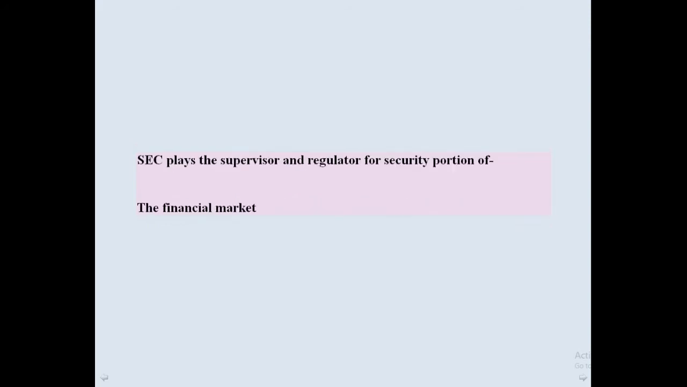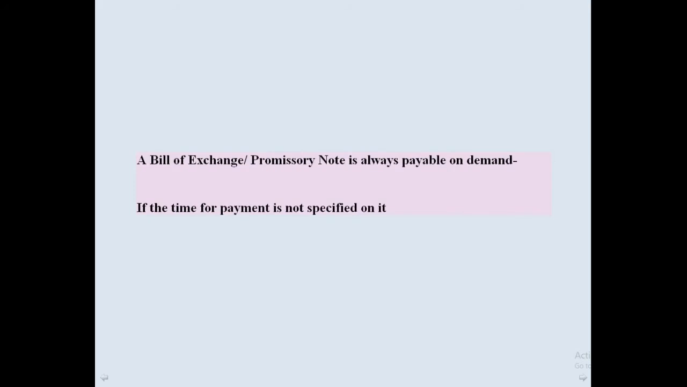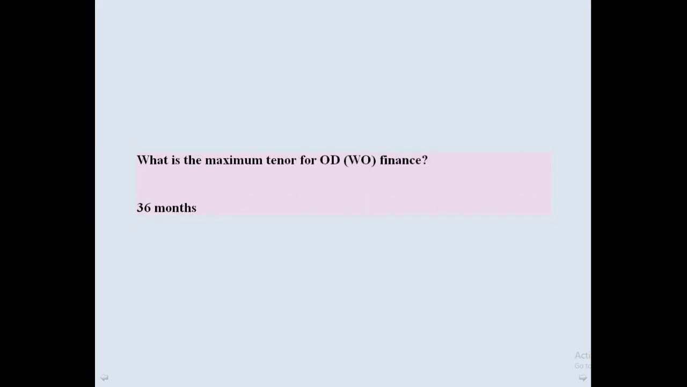SEC plays the supervisor and regulator for security portion of the financial market. The documents executed by the borrower should be recorded in Safe In Safe Out register. A bill of exchange/promissory note is always payable on demand, if the time for payment is not specified on it. When is general lien not applicable? Safe custody articles, documents/money deposited for specific purpose, stolen goods.